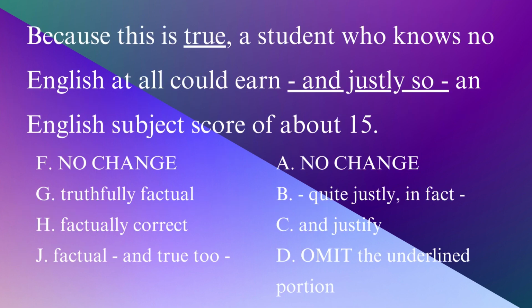Based on what I've just gone over, can you answer the first part of this question, the answer choices on the left, by yourself correctly in less than 3 seconds? 3, 2, 1. If you chose F, no change, you would be correct. Choices G, H, and J, all of those are redundant.